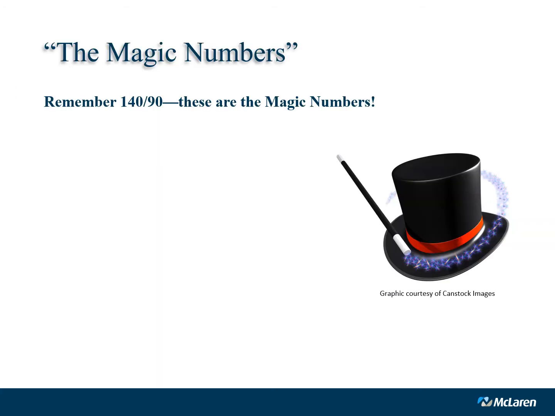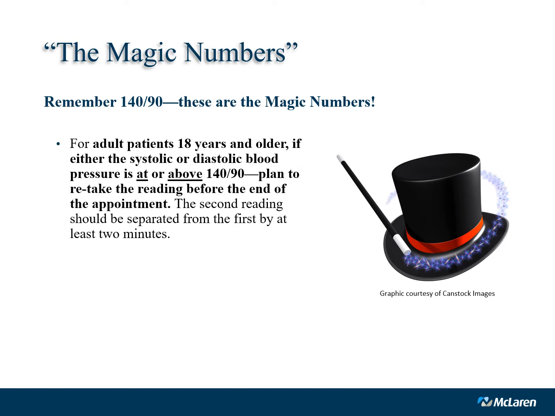The magic numbers. Always remember the reading of 140/90. For adult patients 18 years and older, if either the systolic or diastolic blood pressure is at or above 140/90, plan to retake the reading before the end of the appointment. The second reading should be separated from the first by at least 2 minutes. A blood pressure should also be retaken at your provider's discretion.